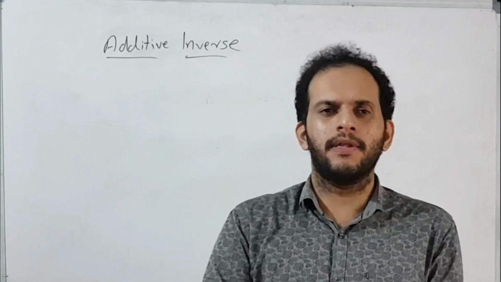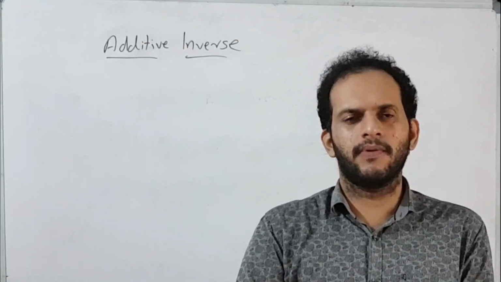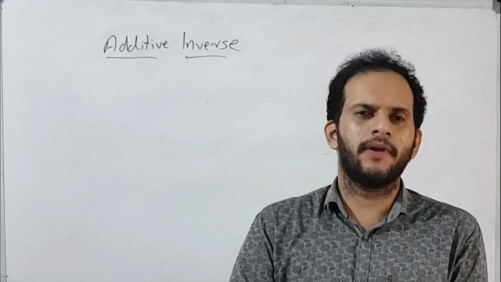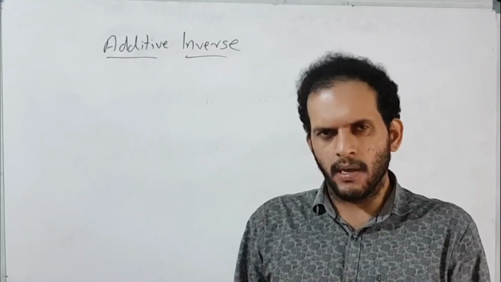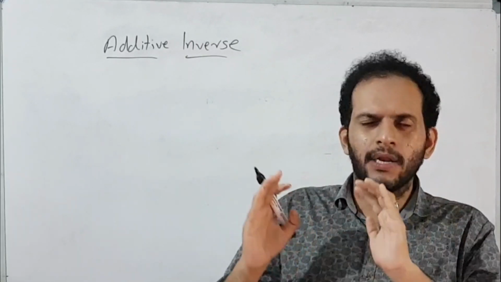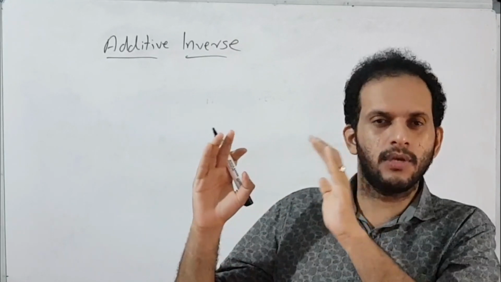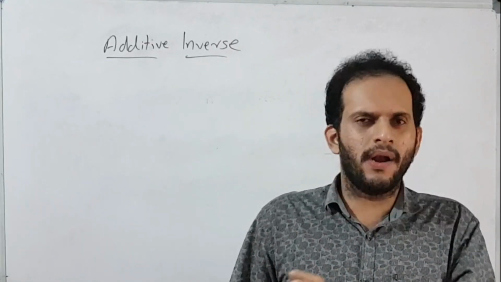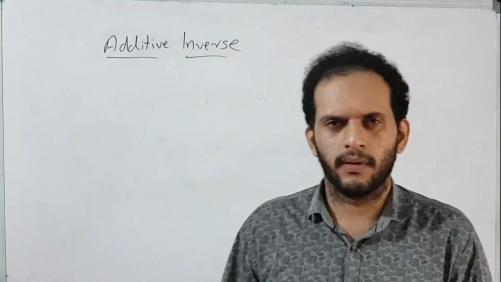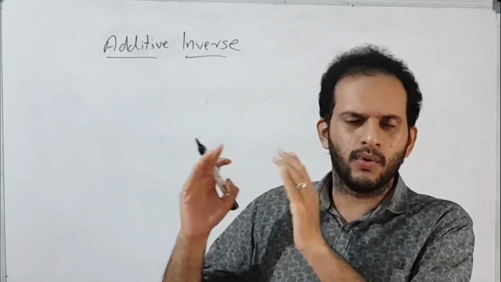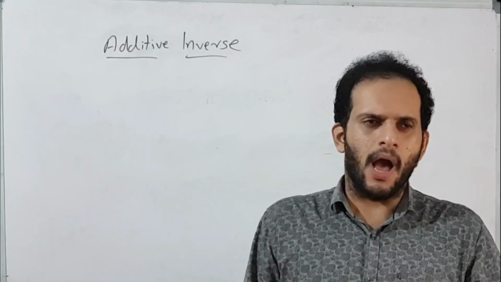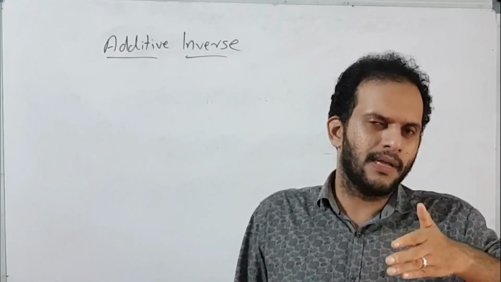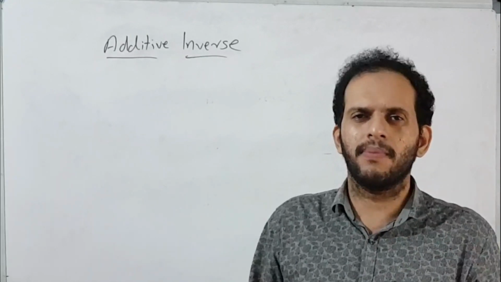We know what additive inverse is. We already discussed the definition of an additive inverse. If we add any two rational numbers and get the result 0, the additive identity, then we conclude that one number is the additive inverse of the other. Also, we studied that the additive inverse of a positive number is negative.